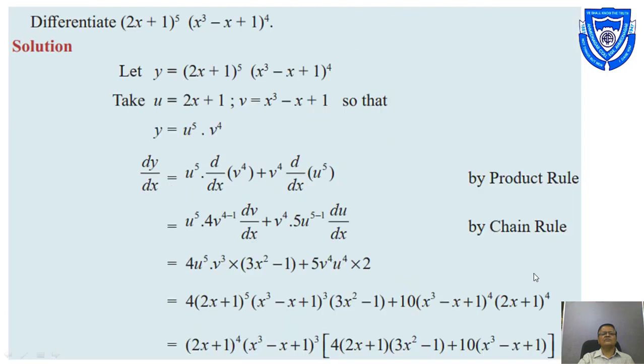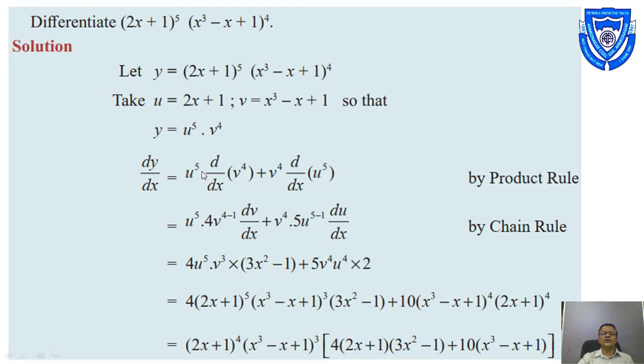Then next sum, differentiate, which means find the derivative of this expression. This is a single problem. 2x plus 1 raised to 5 into x cube minus x plus 1 raised to 4. So here we have a product of two functions. So we must use the product rule.